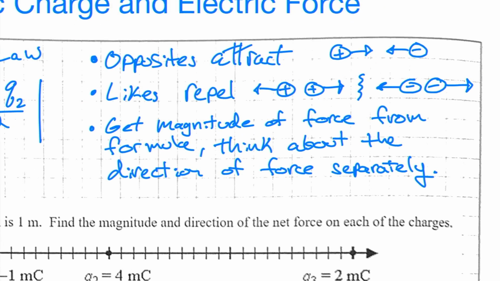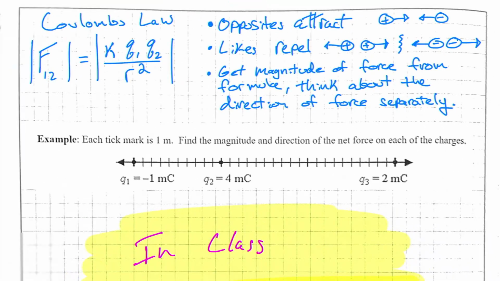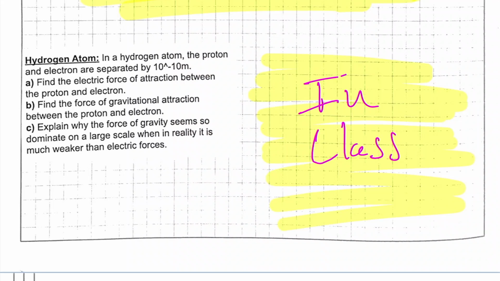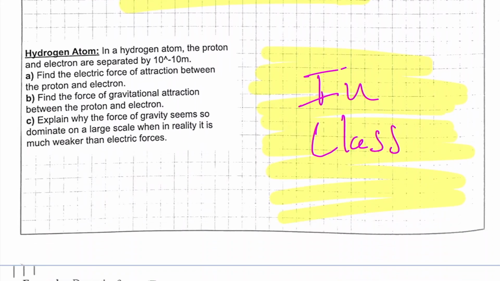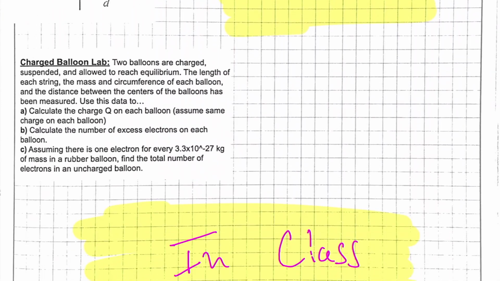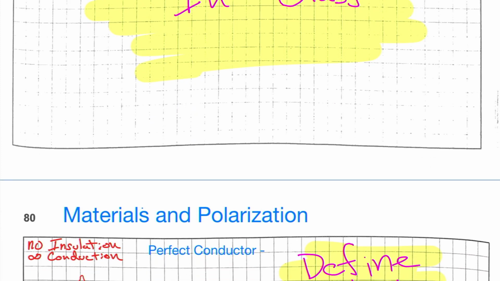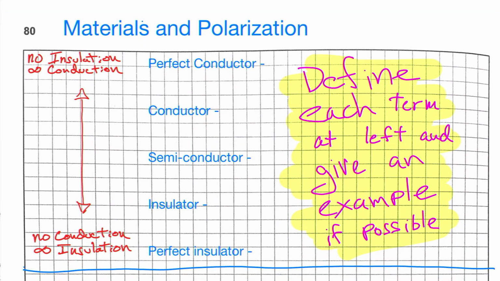And when we think about the direction, we're going to be using this stuff about opposites attracting and like charges repelling. These next few examples, we're going to do these in class. I'll teach you some calculator tricks and stuff to make these go faster. These will be done in class. We got this balloon charging lab that we'll do in class. We're going to skip forward and look at materials and polarization next.